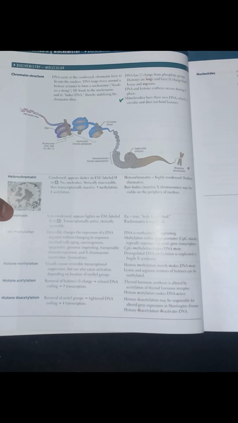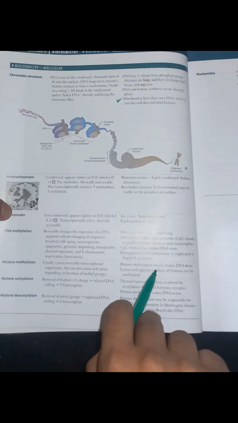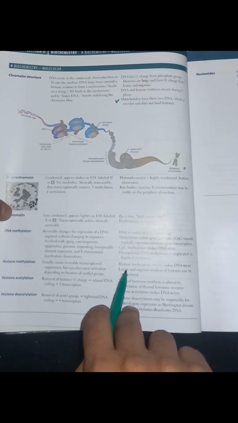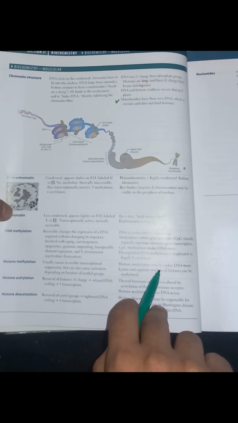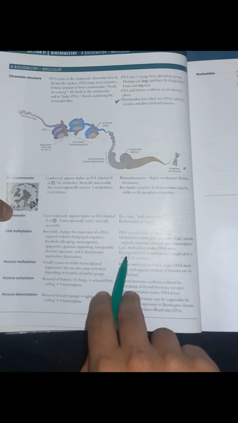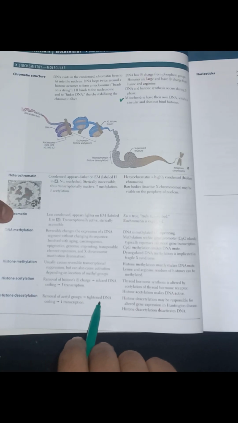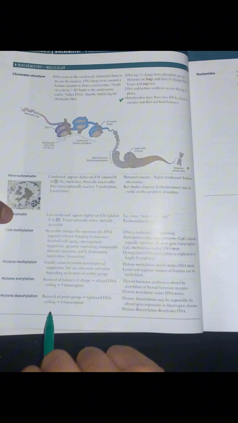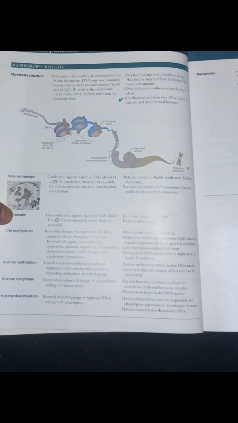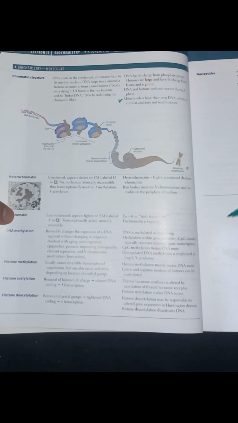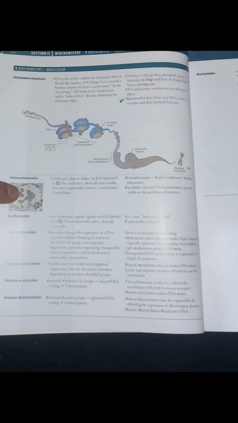Transcription suppression happens here, and you can remember this from this. Histone methylation mostly makes DNA mute, and methylation makes DNA mute. Okay. And acetylation is removal of positive charge, relaxes DNA, increases transcription, and removal of acetyl group tightens DNA and decreases transcription. So there is no doubt about this now. It is very easy. You just have to understand it first, then it appears very easy.